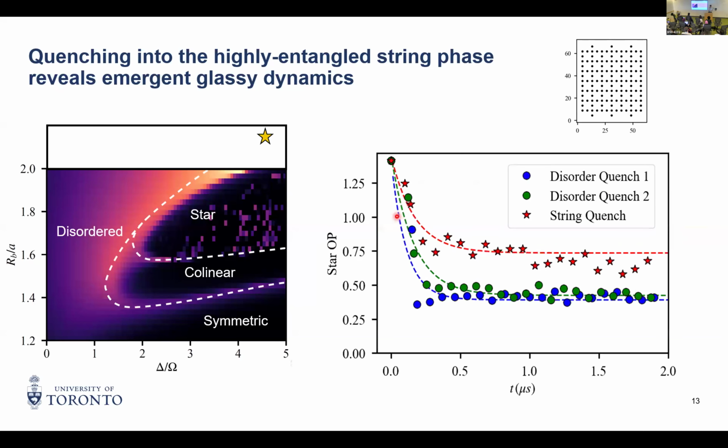This is easier to see if we instead just plot the star order parameter itself instead of this locally resolved version of it. In this plot, the x-axis is the time after the quench, so we measure the order parameter, and the green and blue circles are two different quenches into the disordered phase, and the star is the quench into the string phase. The important thing to see here is that for the disorder quench, we see very rapid exponential decay that quickly levels off to some constant minimum. But for the string quench, there's two things happening. There's this initial exponential decay, but rather than flattening out after that, it continues to decay at a much slower rate afterwards.